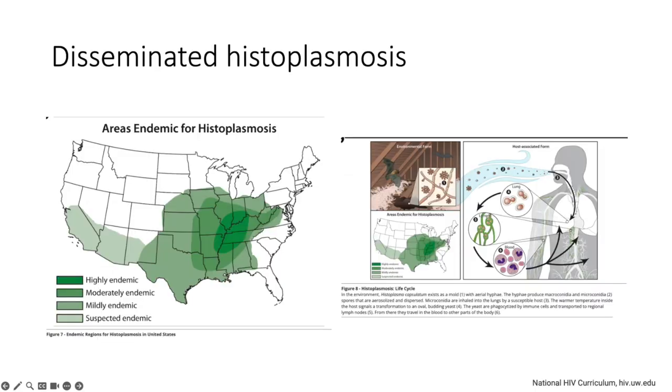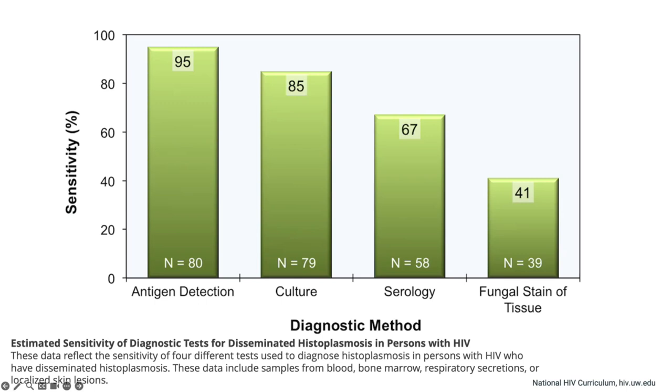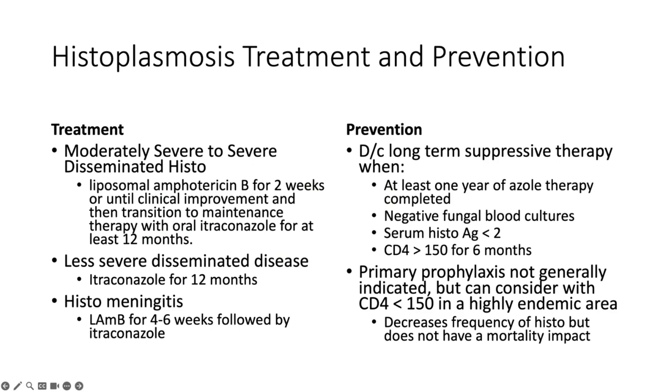This is your map of your endemic areas. So don't forget that. But of course, it can occur outside of that range too. And in terms of making a diagnosis of disseminated histo, this is the sensitivity of each test. Antigen detection is the most sensitive from urine or blood. It can cross-react with other fungal infections. Cultures next, then serology, and fungal stain is least sensitive.